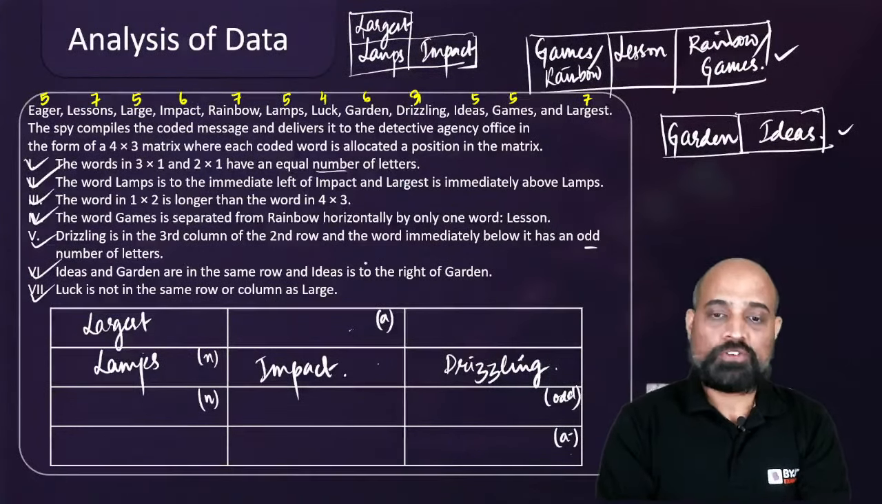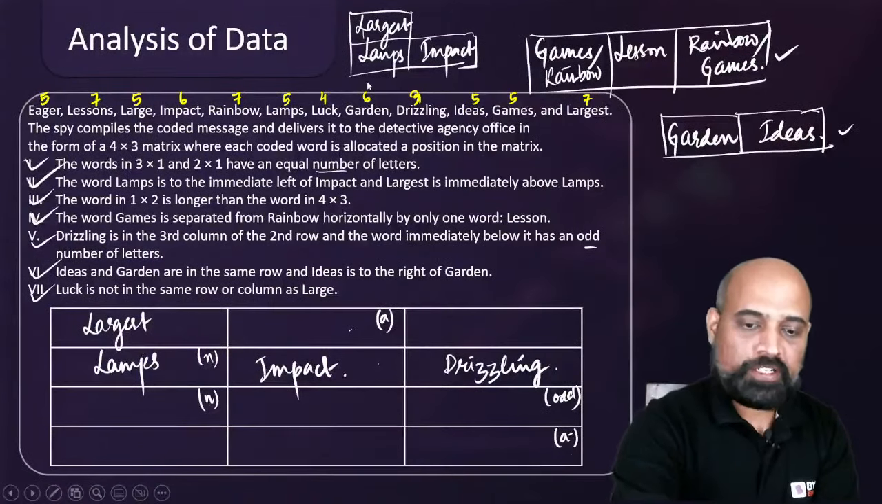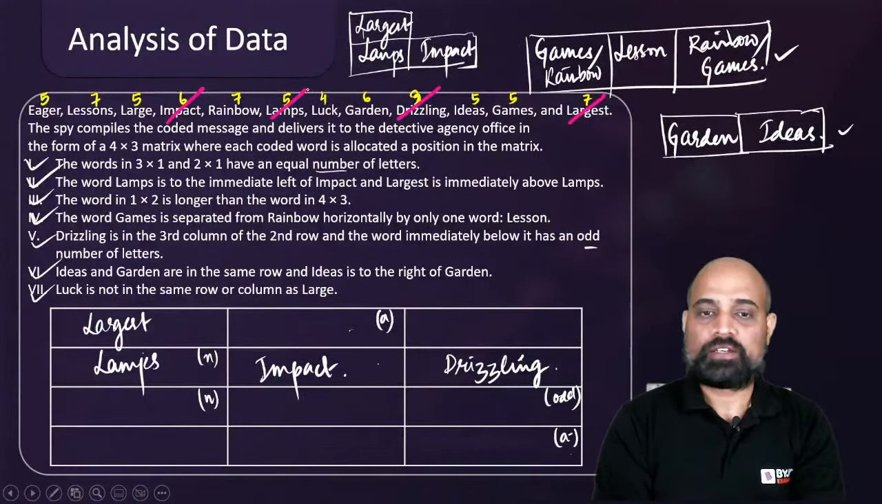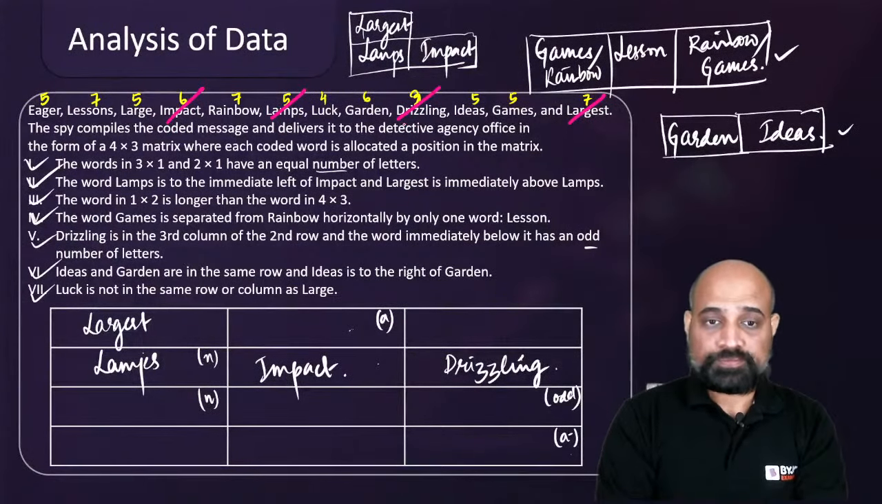So right now we are done with the word drizzling. We are done with the word impact. We are done with the word largest. We are done with the word lamps. ये हो गया. Now, जैसे ही इधर lamps आ गया, तो we are supposed to have same 5-letter word.